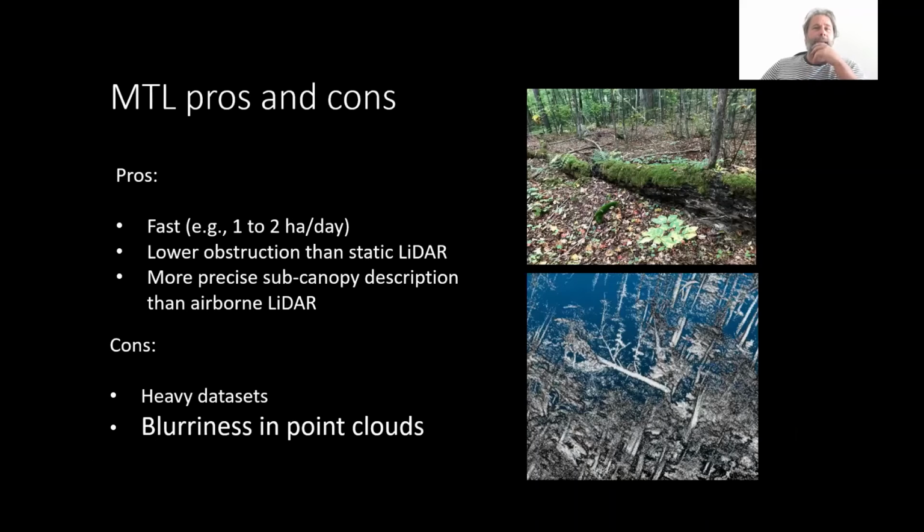There are pros and cons to mobile LiDAR. For the pros, it's fast. You can map 1 to 2 hectares of stand per day, depending on the complexity of the stand and also on your needs. You also have lower occlusion with mobile LiDAR than with a static LiDAR, and it's more precise to get a sub-canopy description than with airborne LiDAR.